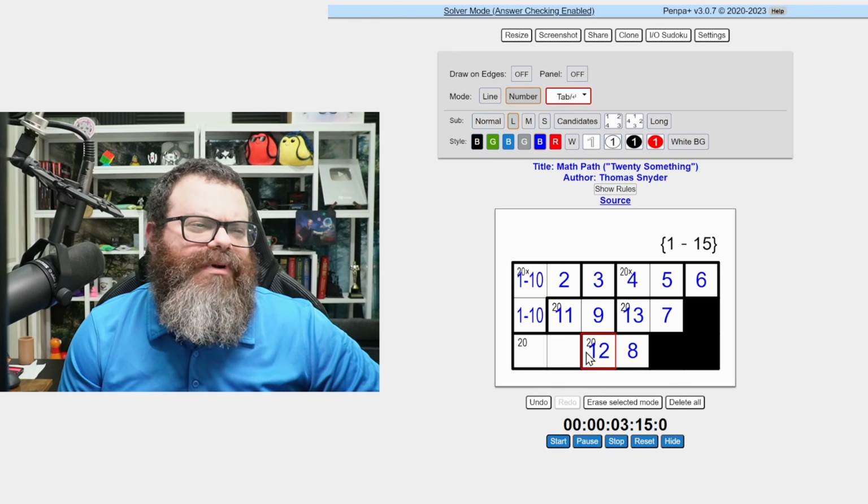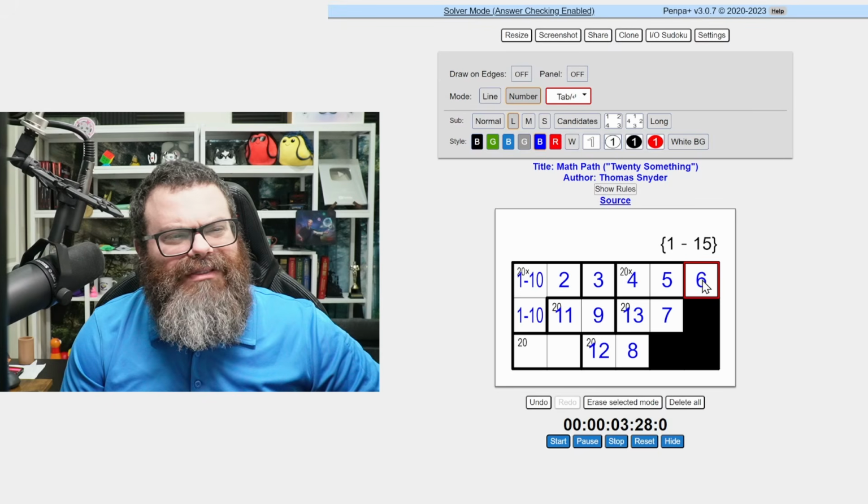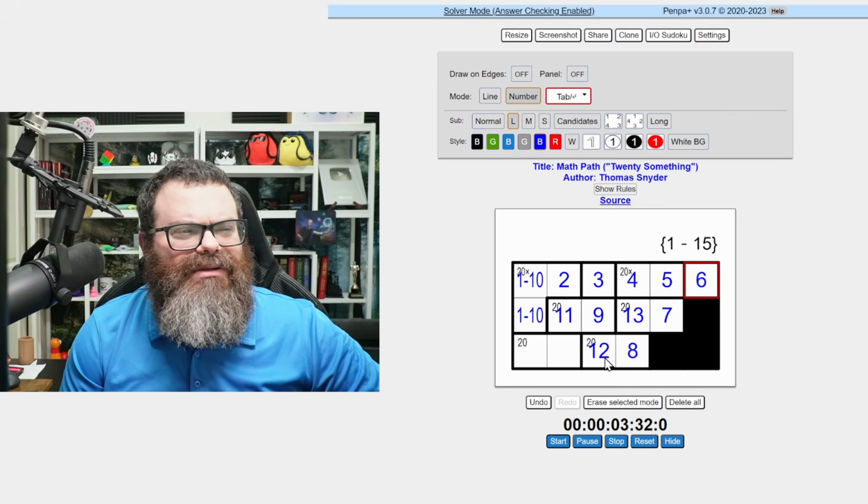3 couldn't go in these 20s because we can't do 3 plus 17 and it's not divisible by 20. So 3 is here or here for sure. Maybe, I don't know. Was there another way to do this? Could this be the... This can't be the 15. Where does 15 go, though?